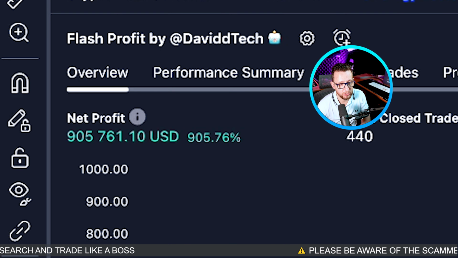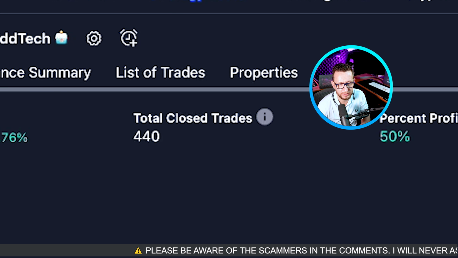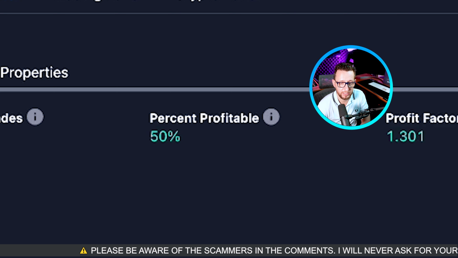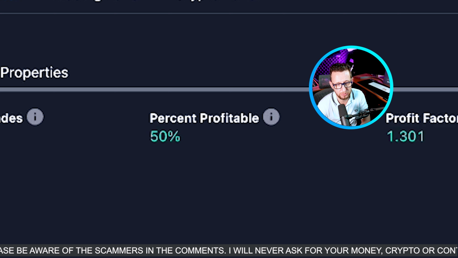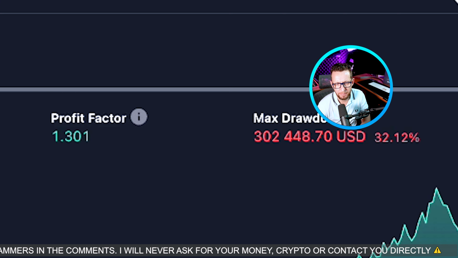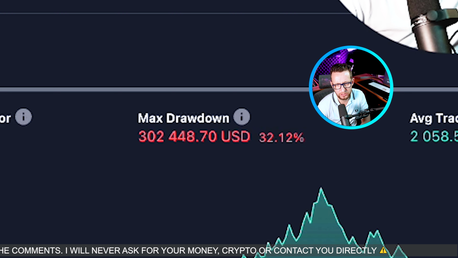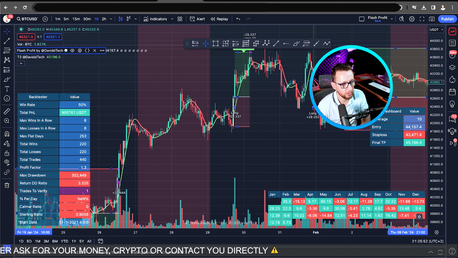So the net profit on this trading strategy was 905%, which is absolutely amazing. We have 440 closed trades, a 50% win rate on a risk to reward of 1.5. I also traded on lower risk to reward as well, and we got a higher win rate, of course. Profit factor was 1.3. Max drawdown was 32%, as I said earlier. Now I'm going to go down and look at the other results over here.